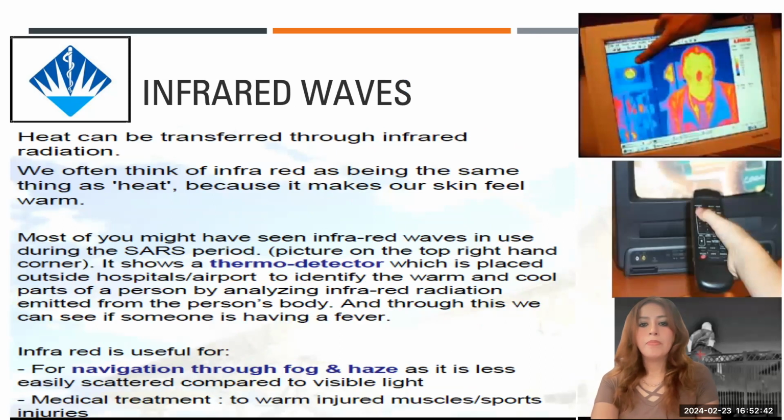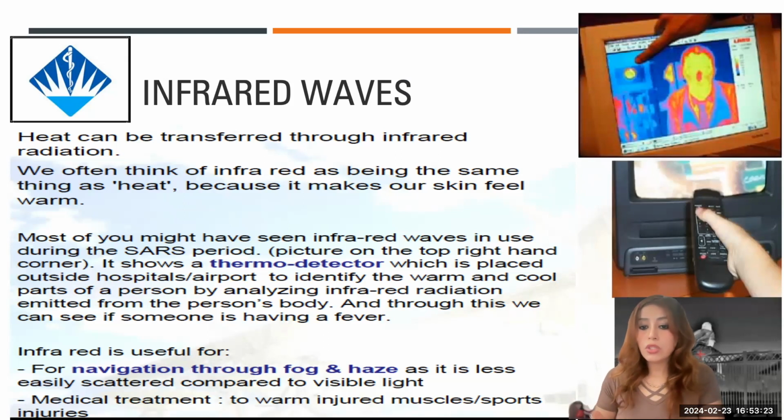Infrared. Heat can be transferred through infrared radiation. We often think of infrared as being the same thing as heat because it makes our skin feel warm. Most of you might have seen infrared waves in use during the COVID pandemic, for example. If you look at the picture in the top right-hand corner, it shows a thermodetector placed outside hospitals and airports, to identify the warm and cool parts of a person by analyzing infrared radiation emitted from the person's body. And with this, we can see if someone is having a fever.